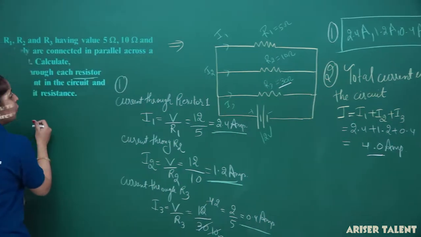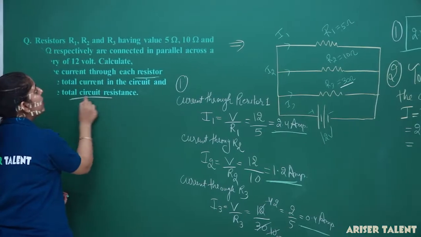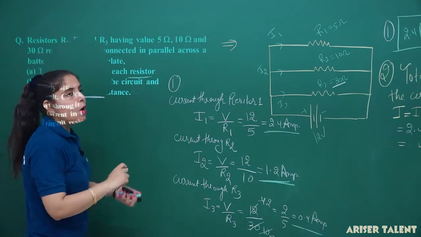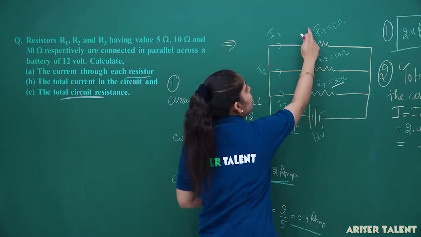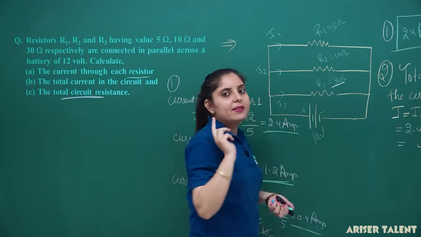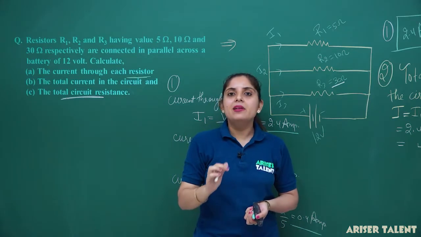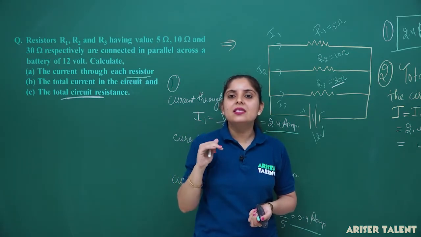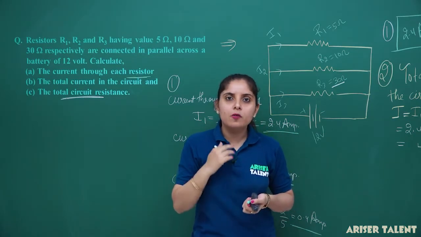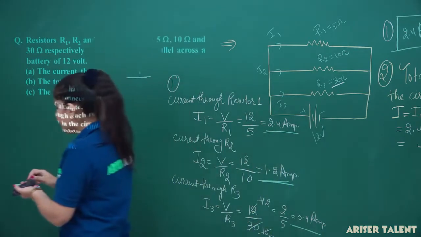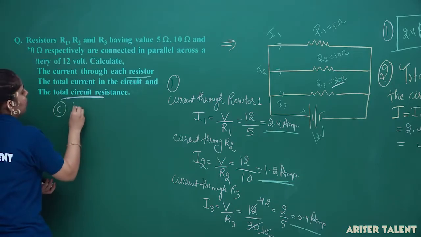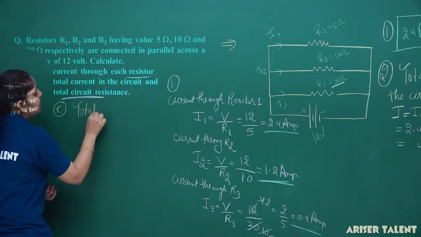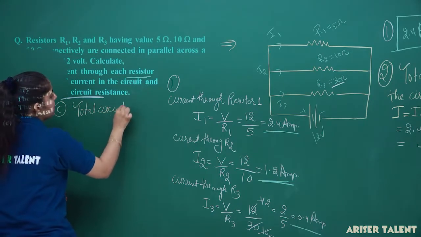Now you have to calculate the total circuit resistance. Now how do you calculate the total circuit resistance? You can see that these resistances are connected in parallel, and in parallel we do not simply add these resistances, we will take the reciprocal of these resistances. So the third part will be total circuit resistance.